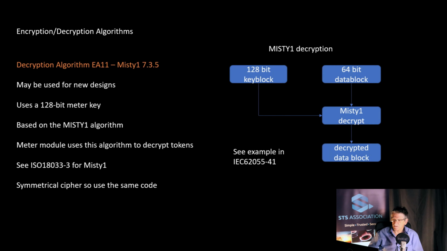On the decryption side, EA11 looks exactly the same. You have a key block, a data block, and you use the MISTY1 decrypt function, and you land up with a decrypted data block. Again, it may be used for new designs. It pretty much as before uses a 128-bit meter key based on MISTY1, and the meter uses this algorithm to decrypt tokens. And also you can see ISO 18033 for MISTY1. It's a symmetrical cipher, so you can actually use the same code in both the security module and the meter.